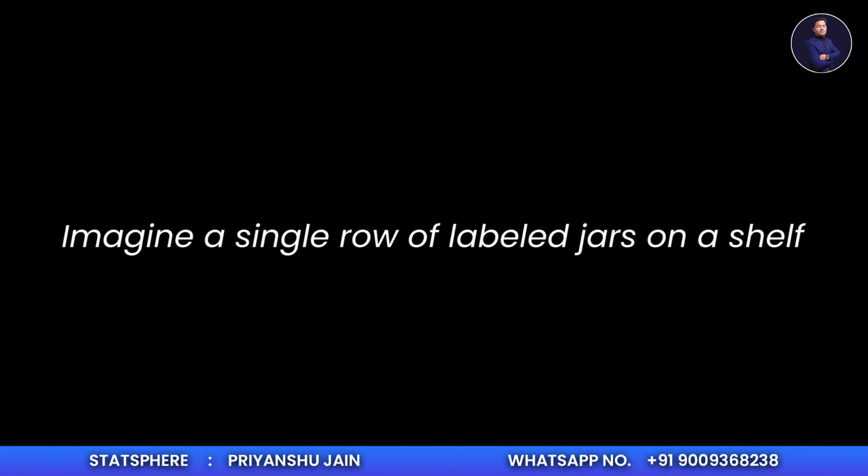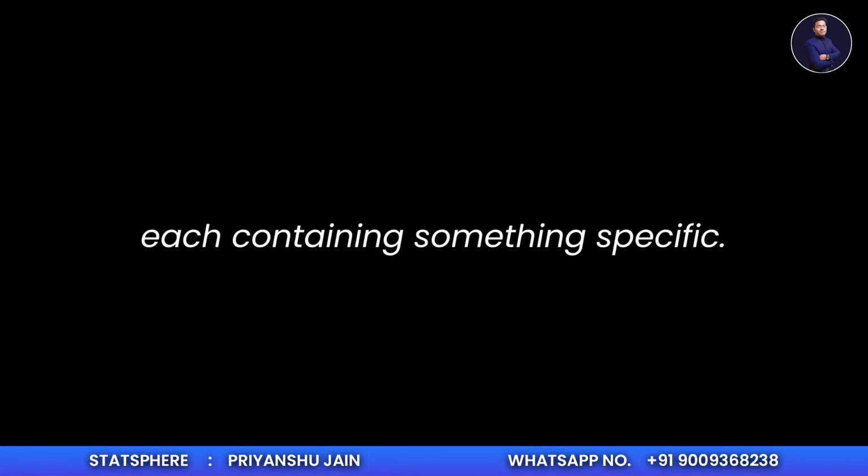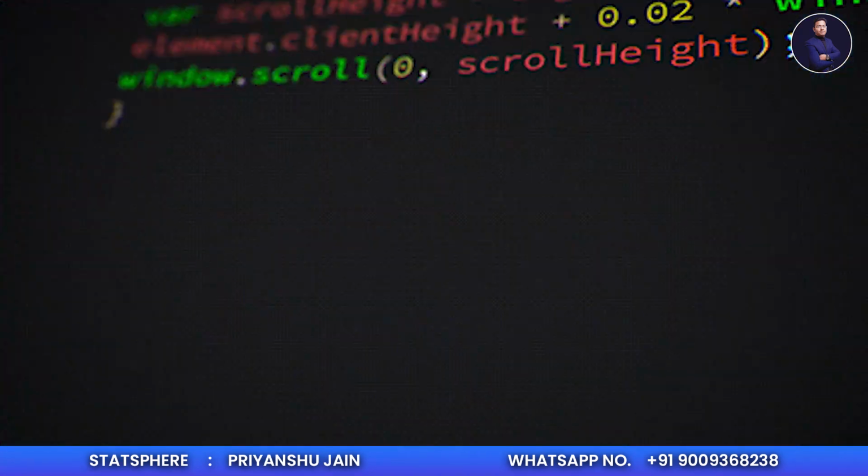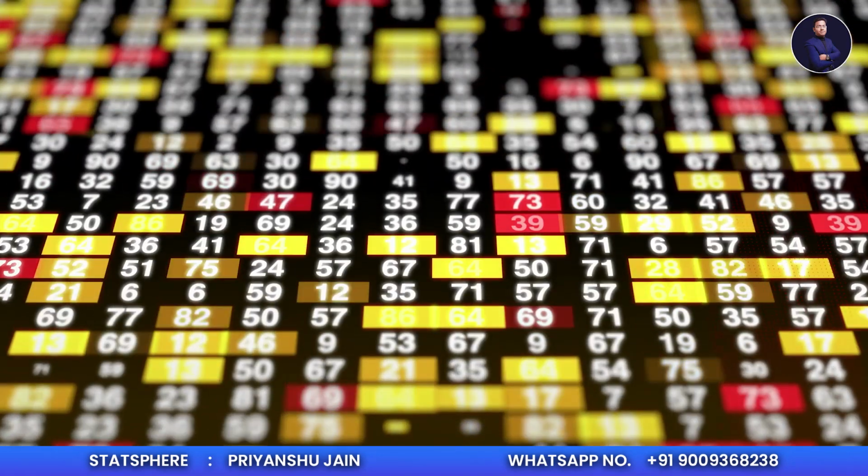Imagine a single row of labeled jars on a shelf, each containing something specific. That's a vector for you. Vectors in R are like lists, but super organized. Whether it's numbers, text, or logical values, vectors hold them all in a neat line.